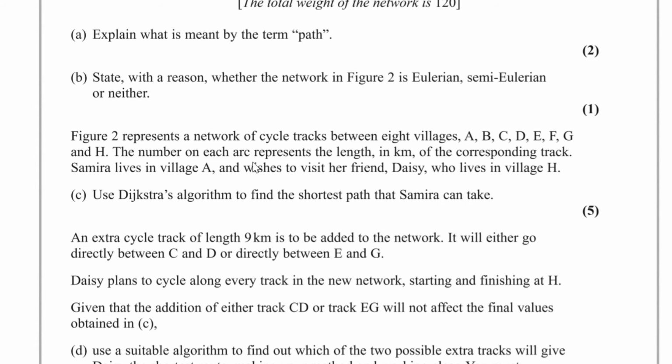Figure 2 represents a network of cycle tracks between 8 villages A, B, C, D, E, F, G and H. The number on each arc represents the length in kilometers of the corresponding track. Samira lives in village A and wishes to visit her friend Daisy who lives in village H. We have to use Dijkstra's algorithm to find the shortest path that Samira can take for part C.